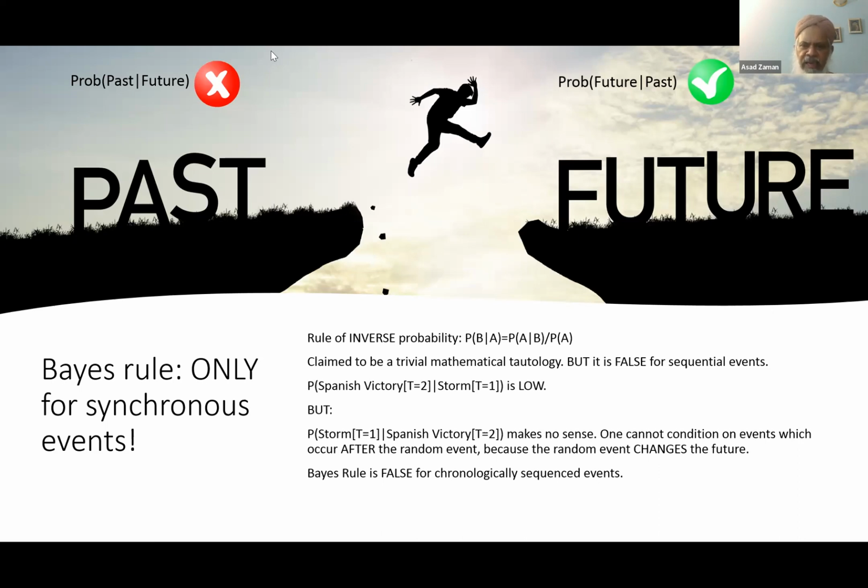But if the events are sequential in time, then you can talk about the probability of future given the past. That is permissible, but you can't talk about the probability of a storm today given that Spain won the battle tomorrow. That just doesn't make any sense, because what happens today will determine what happens tomorrow. So you can't condition backwards. So if probability of A given B is defined, then probability of B given A is not defined if the events are chronological. But this very simple intuitive fact is not mentioned in any single textbook of probability.